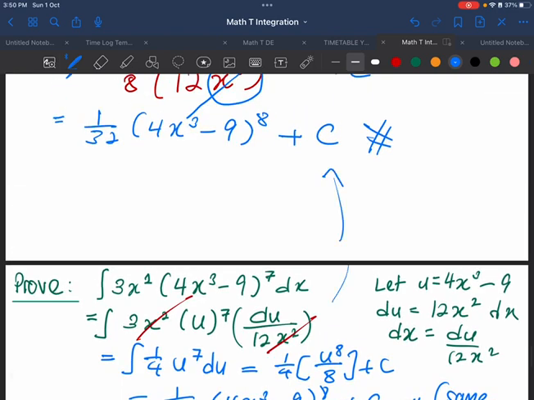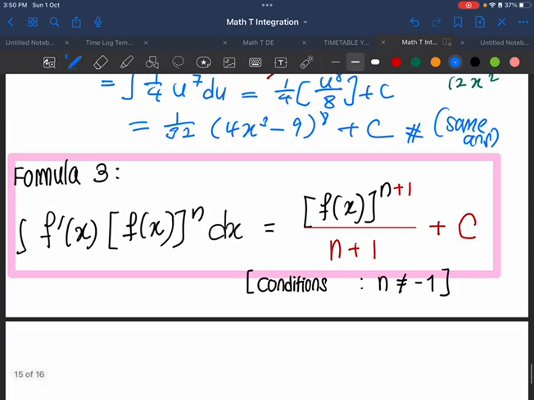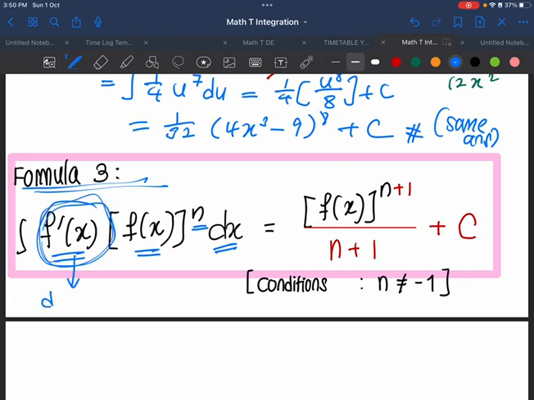So now we deduce formula 3. You need to memorize that in integrals, if we have f prime x times fx to the power of n, and we integrate with respect to x, this f prime x is the differential of fx. When we integrate it, we will get fx. We copy back the function, and this one will disappear, and the power increases by 1 divided by the new power.